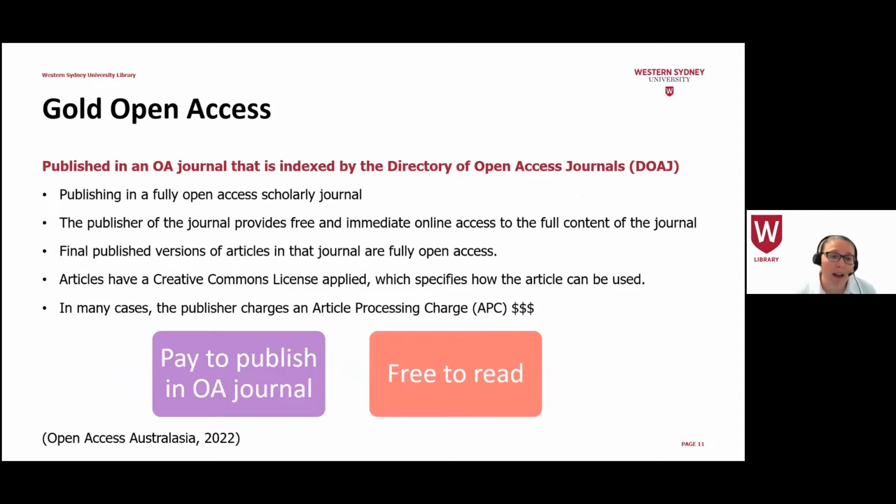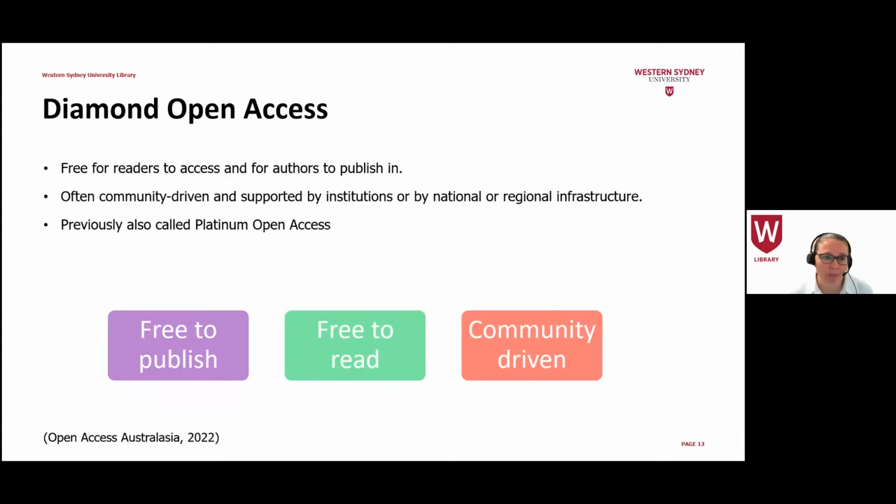access journals. The publisher of the journal provides free and immediate access to the full content of the journal, and the final published versions of the articles in the journal are fully open access. They have to have a Creative Commons license applied, which specifies how the article can be used. In many cases, the publisher charges an article processing charge. There are some freely available open access gold journal articles, but they're pretty rare.